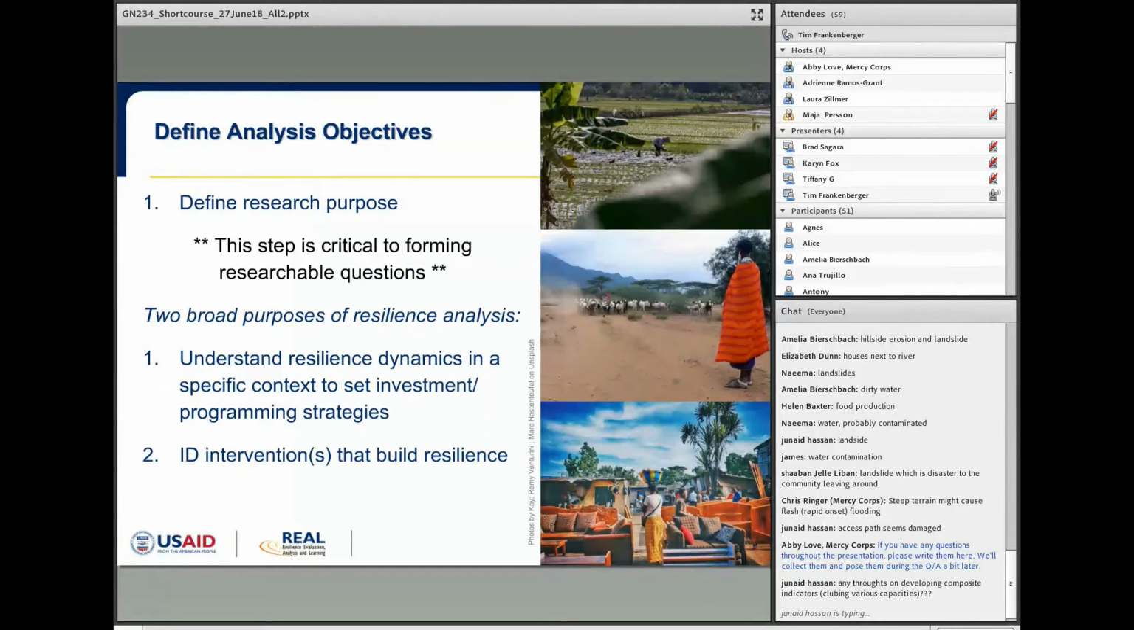So when we're defining our purpose and our objectives, we have two broad purposes in resilience analysis. One is that we want to understand the resilience dynamics in a specific context so that we can set our investment and programming strategies. And two, we want to identify which interventions are more likely to be building resilience. This is really important that we capture this because if the resilience analysis is not helping us to do better programming, then it's not worth the money that we're actually investing in it.